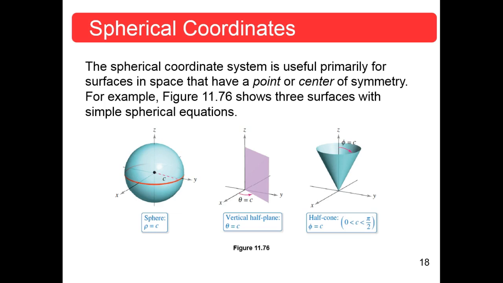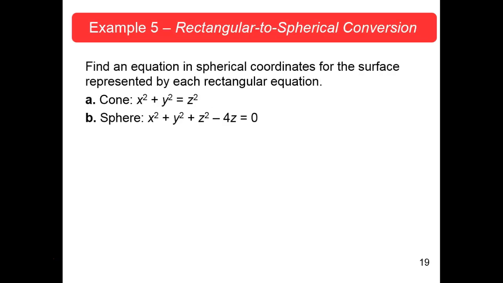That would be it. And then cones work quite well, or at least half cones do, because phi is equal to some constant. That makes half a cone, as long as the C is between 0 and pi halves. If it's pi halves, you're on the XY plane. If it's less, then you've got half of the cone. All right, those are some of the shapes.